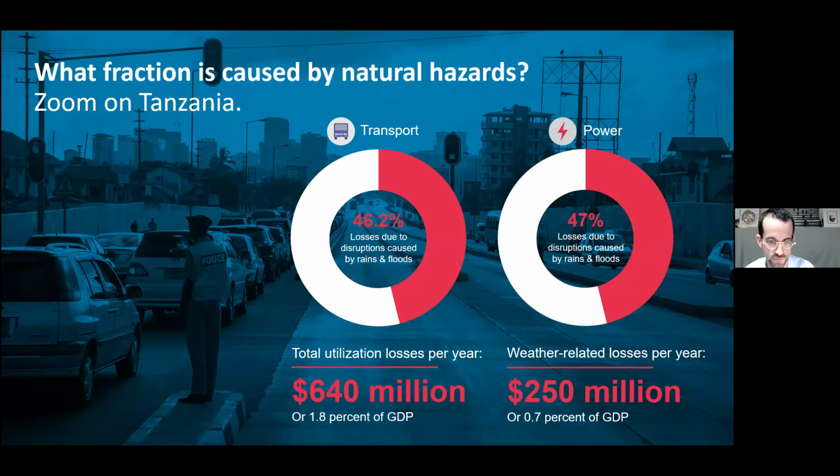On the infrastructure disruptions, not all of them are due to natural disasters and environmental factors. And interestingly enough, there is very little data about that. So we did a few of our own surveys, like we did a survey of 800 firms in Tanzania, for instance, and we found about half of the transport and power disruptions were linked to floods. And the cost was close to 1% of GDP in Tanzania. But this is just because we did the study, and this is not available in all countries, which is obviously a good area for new research.